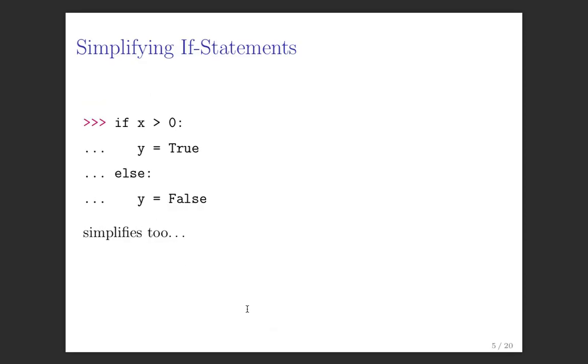I'll simplify this one. If x is greater than 0, then y is true, else y is false. So it's a little variation on the slide from before.